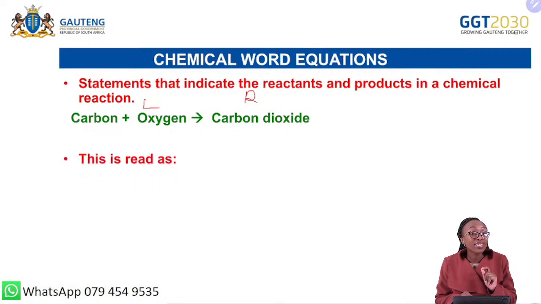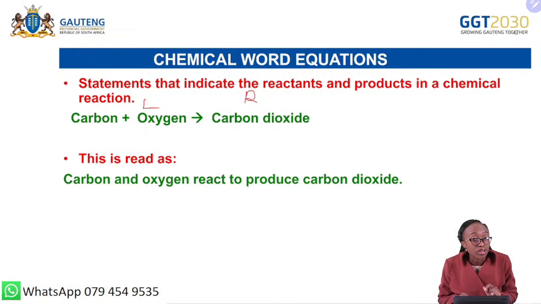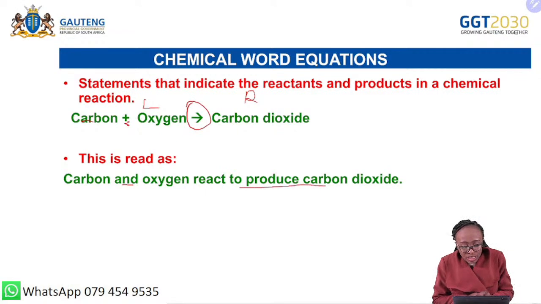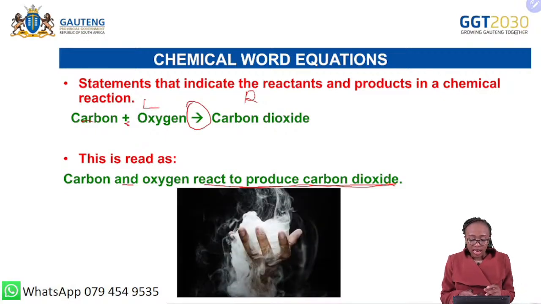This is how we read a chemical word equation. We say carbon and oxygen. The "and" is the plus. So carbon and oxygen react, the arrow, to produce carbon dioxide. That is how you read your word equation. That is a diagrammatical representation of dry ice, your carbon dioxide.